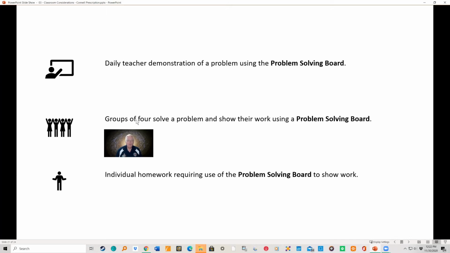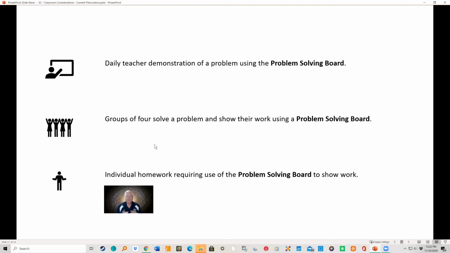Finally, at least once a week, you need to be a bit of a Grinch, if you will, and you need to give them homework. And this is to ensure that they have the opportunity for individual accountability. And in particular, you're going to have them turn in not just the correct answer, but the problem-solving board showing their work. So what does this prescription give you?